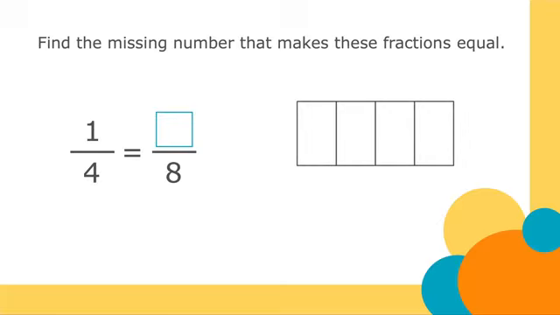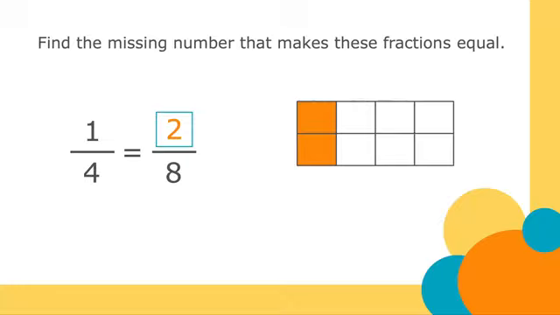This model shows one whole separated into 4 equal parts. One of the 4 parts is shaded, so the model represents 1/4. How can we use our model to show equivalent fractions with eighths? By splitting the rectangle horizontally, the model is now separated into 8 equal parts, or eighths. The same portion of the model is still shaded, but the shaded amount is now 2 parts that are 1/8 in size, so 1/4 equals 2/8.